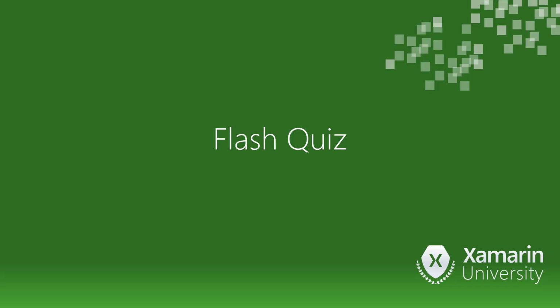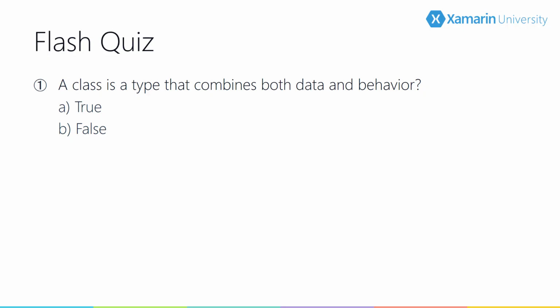Alright, so let's do a flash quiz now. Now remember, with flash quizzes, I'm going to leave the question up for like a second. If you want to think about it on your own, you can just pause the video and look at the question, and then I'll go over it. So question number 1, a class is a type that combines both data and behavior. Is that true or false?